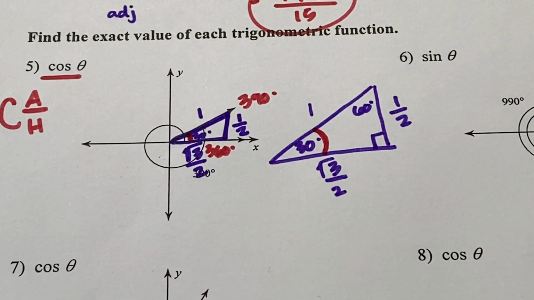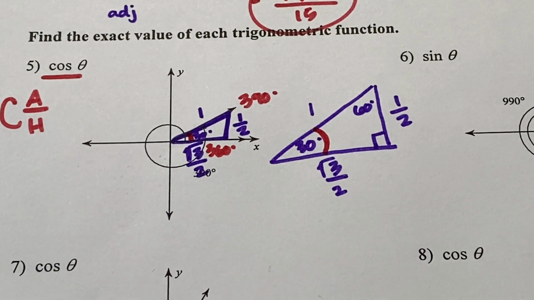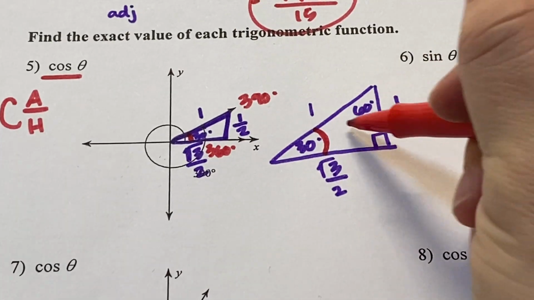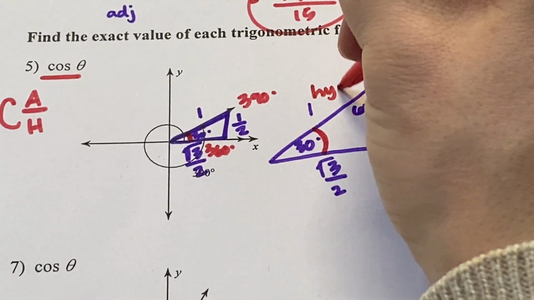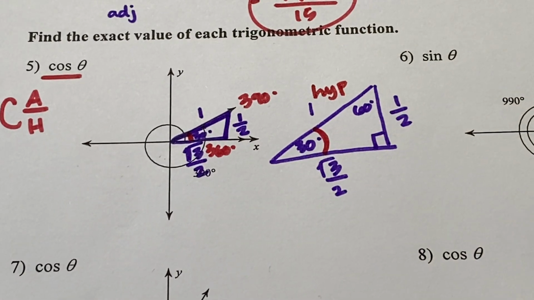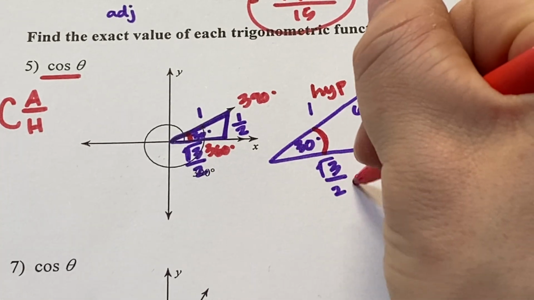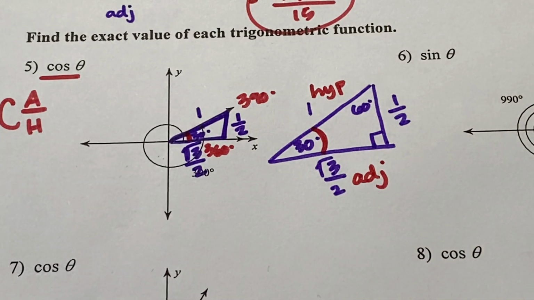So 30 is hypotenuse, 60 is no, 30 is adjacent, 60 is hypotenuse. Very, very close. Our hypotenuse we're going to need, right? Across from our right angle is 1. It's our hypotenuse. The side that's closest to where we're standing, 30 degrees, is our adjacent right there.